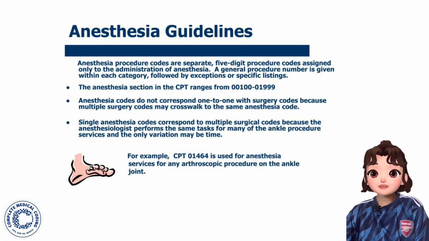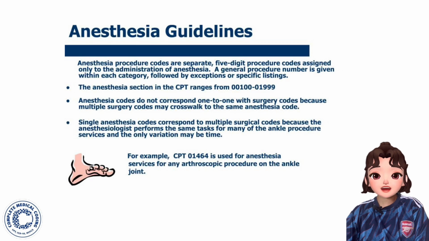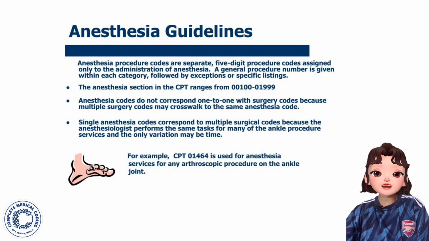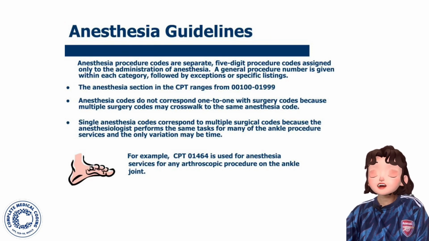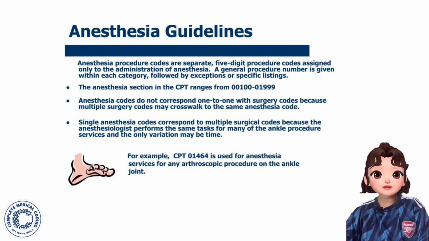Anesthesia codes do not correspond one-to-one with surgery codes, because multiple surgery codes may crosswalk to the same anesthesia code. Especially in the surgery section, some anesthesia, like general anesthesia, is already included in some code descriptions. It is a bundled code in some code descriptions. So in such cases, you will not code separately for anesthesia, whether it is general anesthesia or local anesthesia.